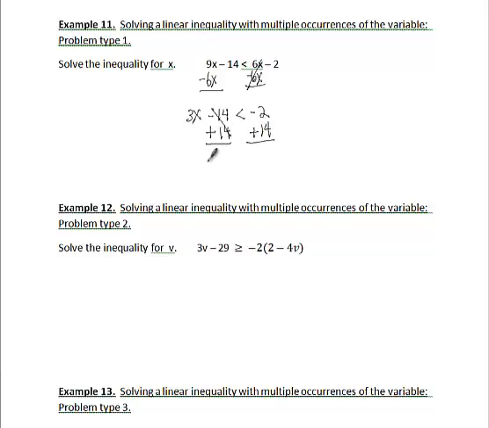Cancels on the left. We bring down the 3x. Negative 2 plus 14 is 12. We divide by 3. 3's cancel, and so we get x by itself on the left. We divided, but 3 was positive. We keep the orientation of the inequality, and 12 divided by 3 on the right is 4.